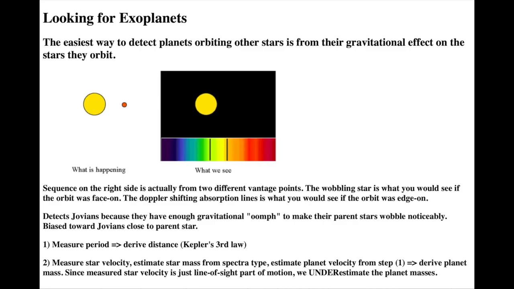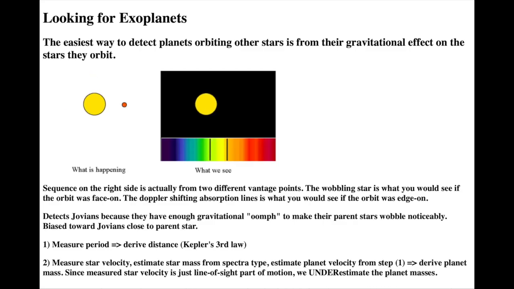If the exoplanet's orbit is tipped to our line of sight, we'll see the star's spectral lines shift back and forth, shifted toward the bluer, shorter wavelengths as the star is moving toward us, and shifted toward the redder, longer wavelengths as the star is moving away from us. By the way, the exoplanet's motion is opposite the star's. So when the star is moving toward us, the exoplanet is moving away from us, and vice versa.